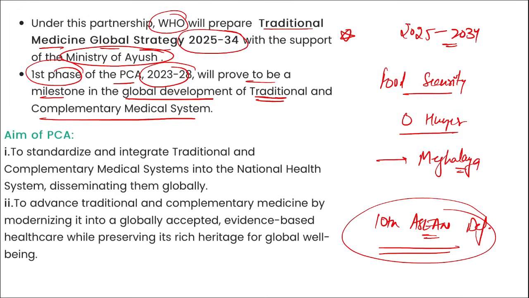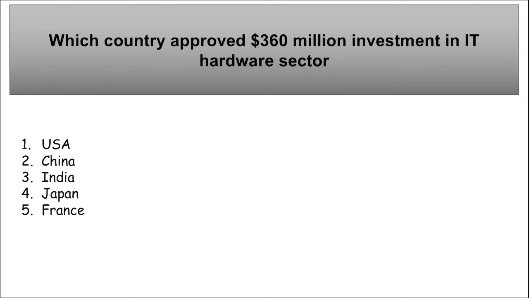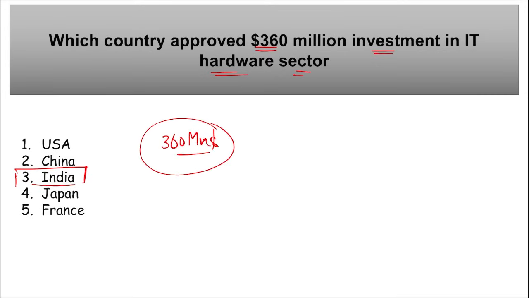10th Asian Defense Minister meet was held in Jakarta. Jakarta, Indonesia. Moving on. Next is, which country approved $360 million investment in the IT hardware sector? Which is it? Tell me. So it is our beloved India, right? India has recently approved $360 million investment in the IT hardware sector.